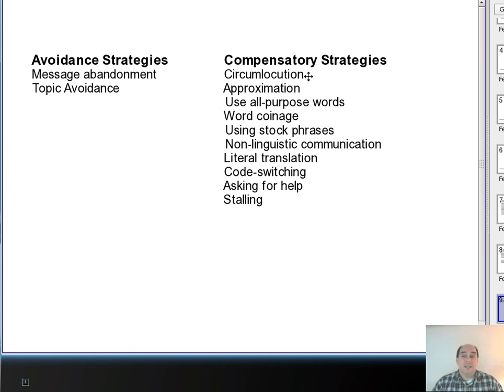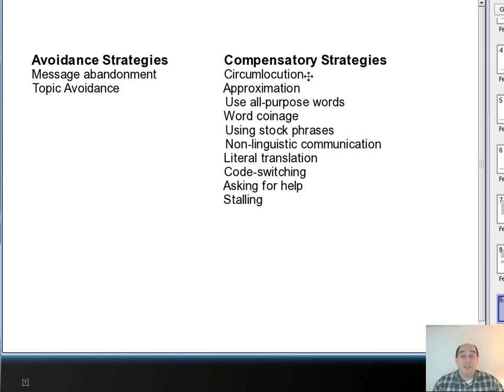So maybe you're using these all-purpose words or these stock phrases. You may make up a word. You don't know what it is, and so you make it up, right? So I had a friend from Germany who was trying to tell me that it was snowing, and didn't know how to put that together, and so she made up the word. Okay, well, they conveyed the idea, even though it wasn't the right form. They made up a word, right?